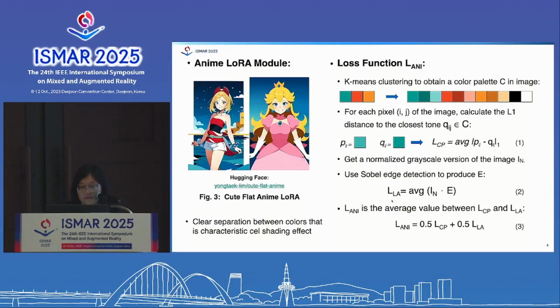For the LLA, for line art, what we do is that we use Sobel edge detection to find parts of the image where we have an abrupt change of colors. And then we also use a normalized grayscale version of the image to identify if the edges between this extreme change of colors have darker pixels. Basically we penalize when the change of colors contains lighter pixels. So that's how we obtain our final loss function LANI, which is an average value between the two components.